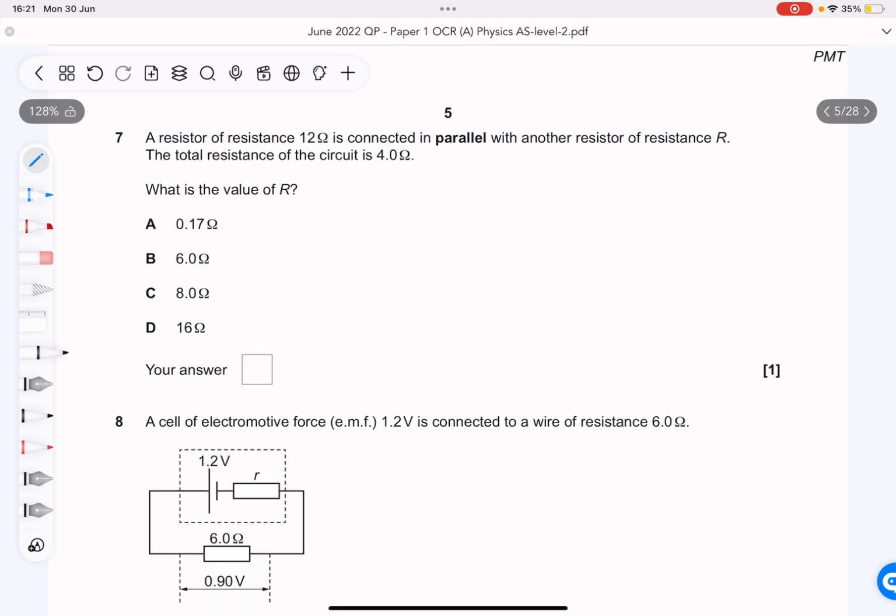Right, question 7. A resistor of resistance 12 ohms is connected in parallel with another resistor of resistance R. The total resistance of the circuit is 4 ohms. What is the value of R?